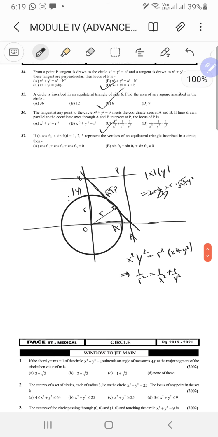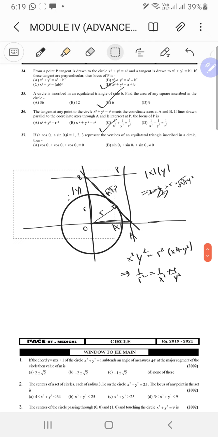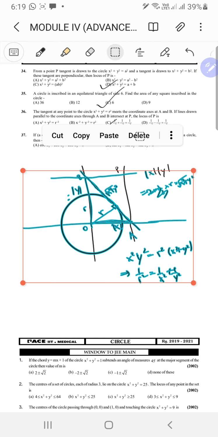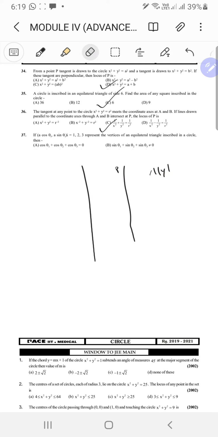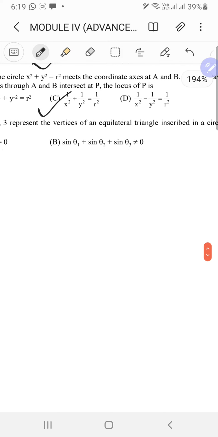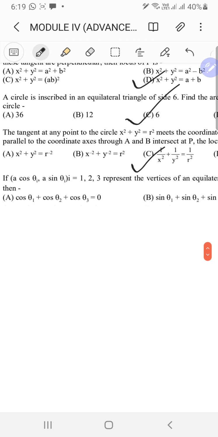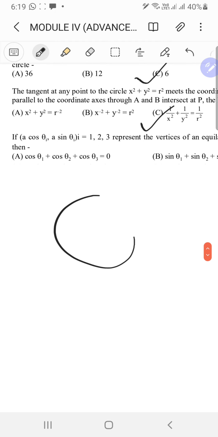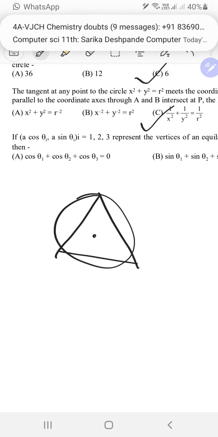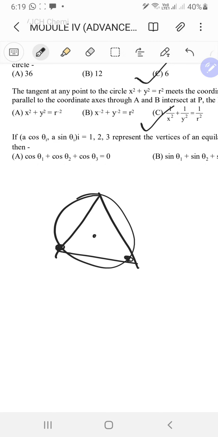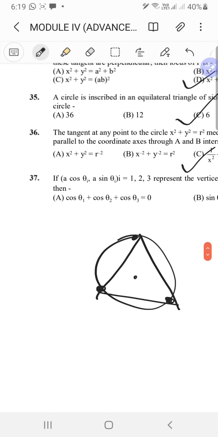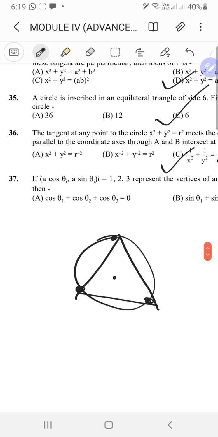Next question. If a cosine theta i, a sine theta i, for i being 1 to 3, represents the vertices of an equilateral triangle inscribed in a circle, then, okay, so it's like this is the circle and then you've got something like a triangle, and these points are these a cosine theta i and a sine theta i points.